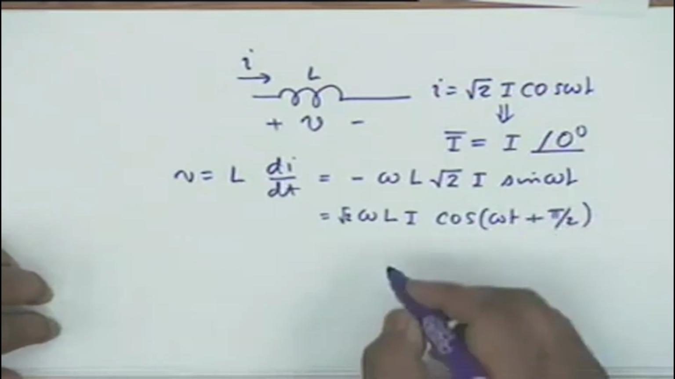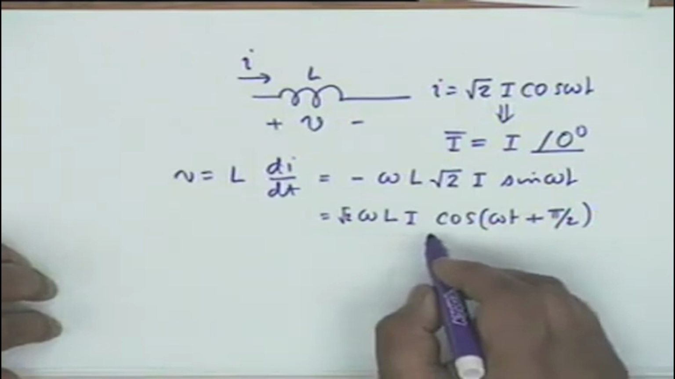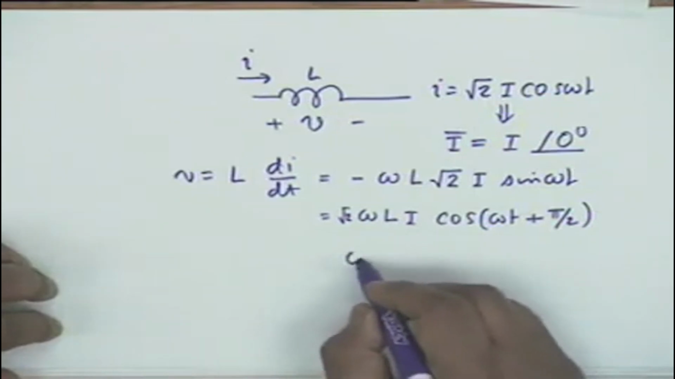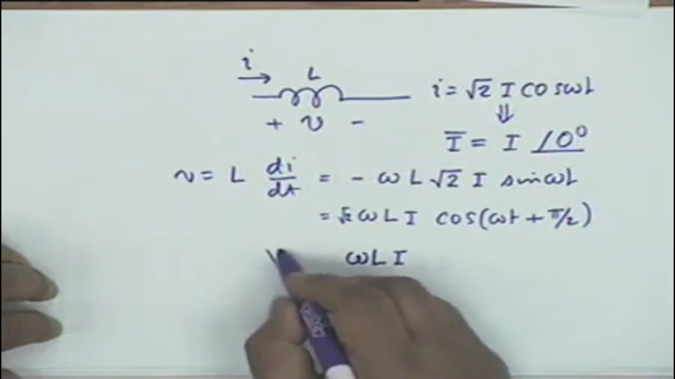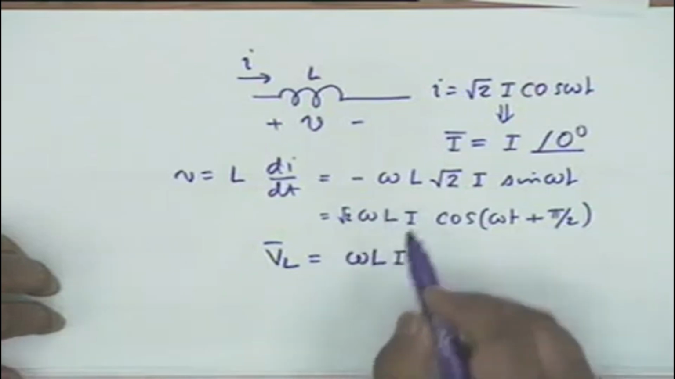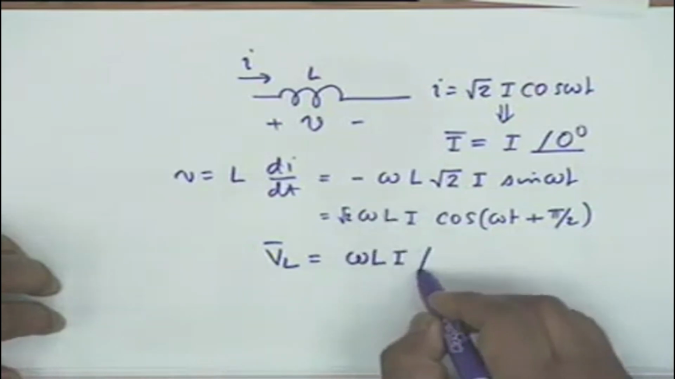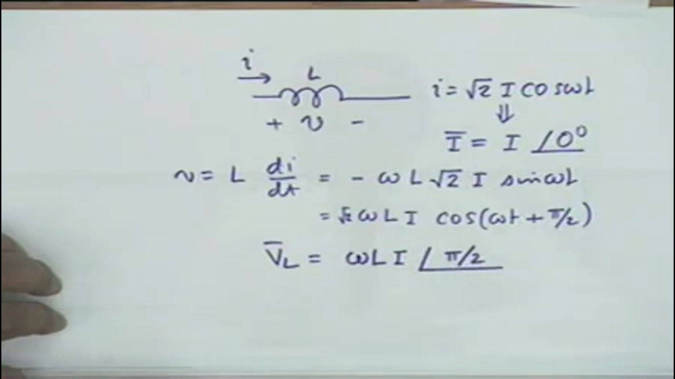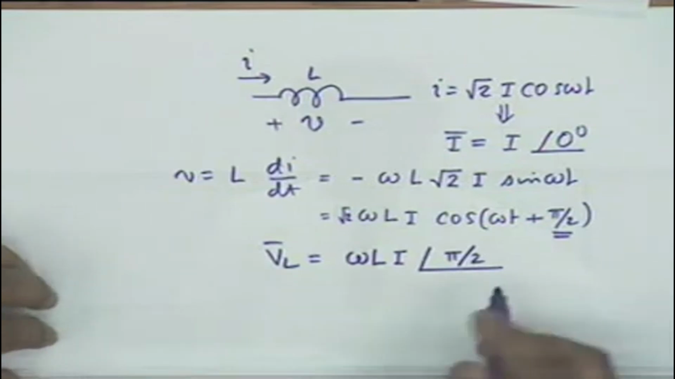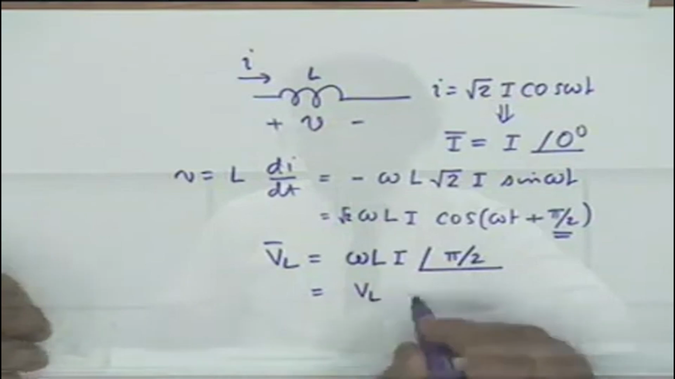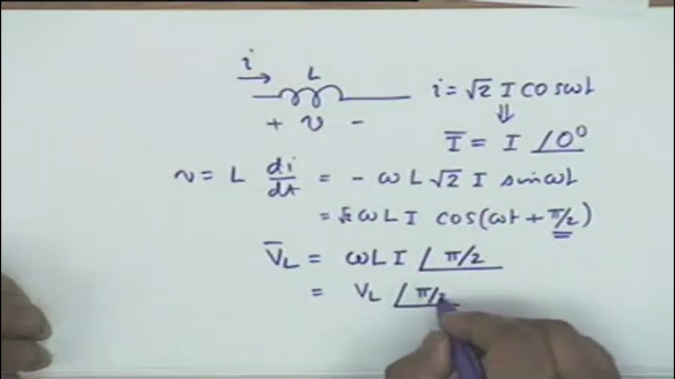Agreed? So if I write this as a phasor, the VL phasor shall be omega L I. This would be the magnitude, and the angle would be pi by 2. This is the angle theta in cosine omega t plus theta. I can write this as VL, its magnitude, angle pi by 2.